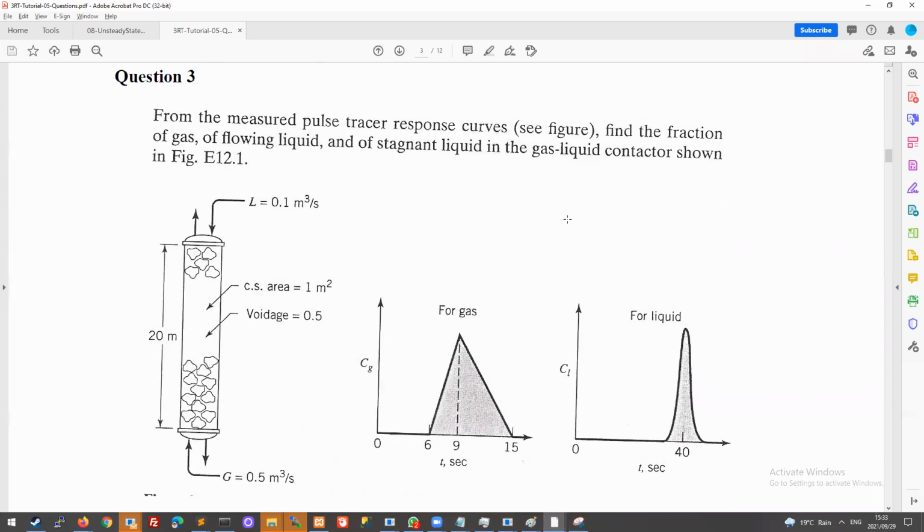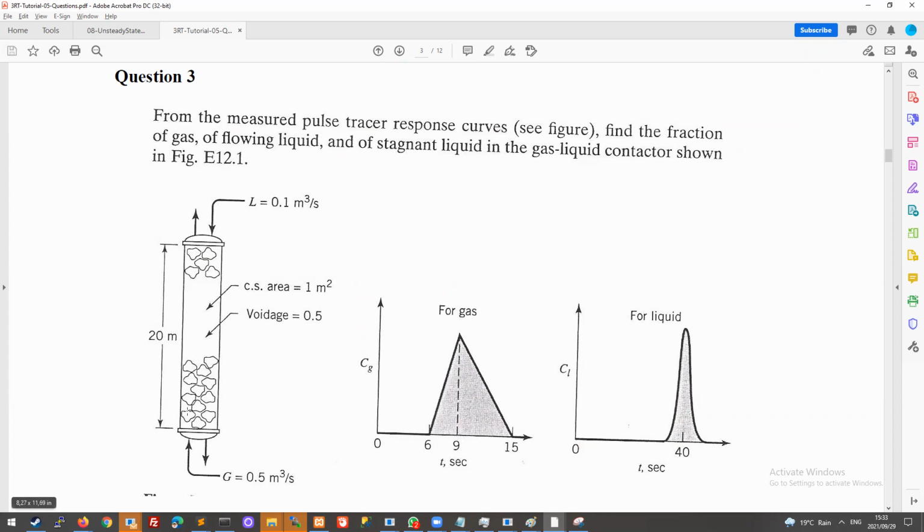Now let's think about this other interesting problem. We are given some CSTR curves here, some RTD curves here. And we are told that we have this tube. So this is basically our reactor, and it's a multi-phase flow system.